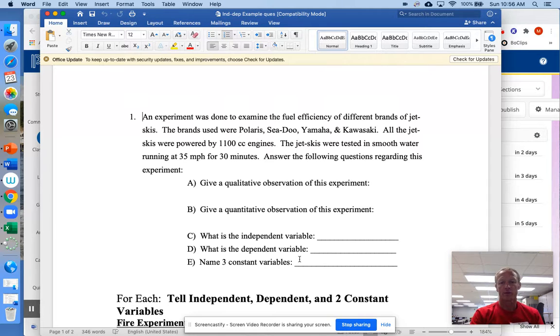And some constant variables. Things that are in here, you want all of them to have the same size engine. They're all running the same speed. They're all in smooth water, all running for the same amount of time. There's probably some other things, like you want to make sure that there's the same amount of wind. You probably want to make sure the temperature's the same. You probably want the same rider, so you don't have somebody really big or really small doing that. So there'll be a lot of constants you want to keep the same in that experiment.